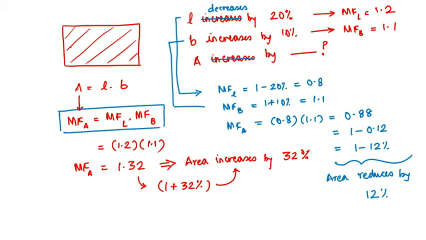What does this mean? Multiplying factor is 1.2. It means initially if the length is 100, now it is 120. So multiplying factor is 1.2. So multiplying factor compares the old to the new. Old into multiplying factor will give me the new. That is what it means, all right?